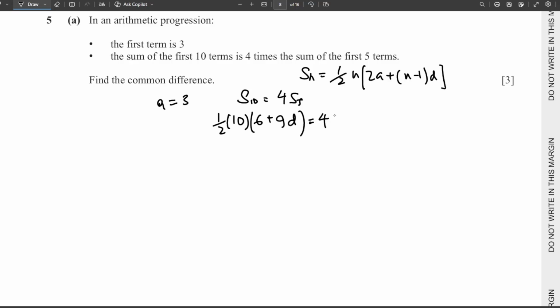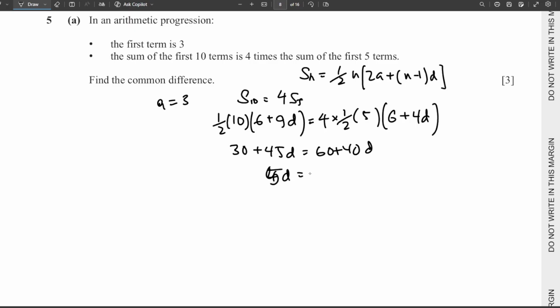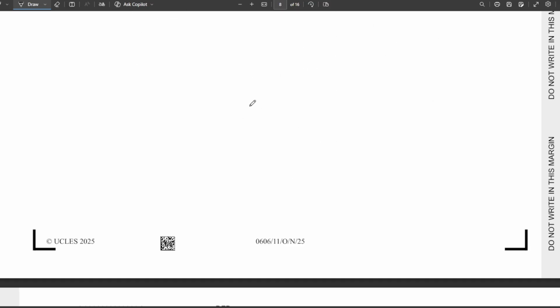Okay, then 4 multiplied by half, and in this case on the right hand side there is S5. So 5, 2 times a, that is still 6. 5 minus 1, that is 4d. So we must be careful when we substitute the formula. You should be able to get 5d is 30, so d results in 6. So that's what we want to find, the common difference. Alright, okay, next part.